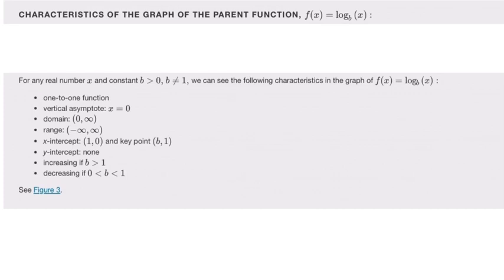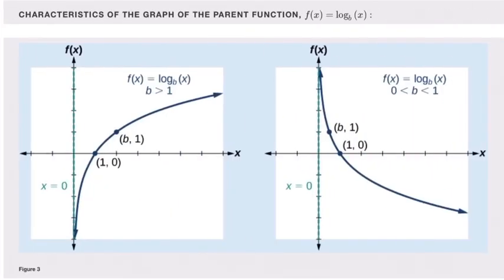If the base of the log b is greater than 1, then the log is increasing. If the base of the log b is between 0 and 1, the log is decreasing. So increasing is the left one, decreasing is the right one. But notice they both have the vertical asymptote.